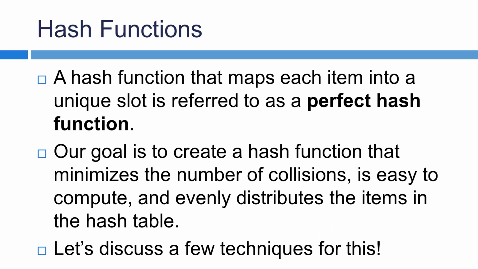Now let's discuss hash functions a little more formally. A hash function that maps each item into a unique slot is referred to as a perfect hash function. That means our goal is to create a hash function that minimizes the number of those collisions, is easy to compute, and evenly distributes the items in the hash table. Let's discuss a few techniques to do this.